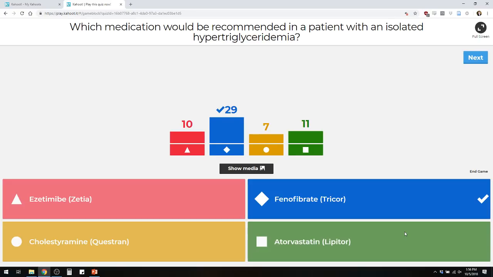Cholestyramine being what kind of drug? Bile acid sequestrant. Which means you're going to bind that stuff up and then you're just going to poop it right out. What does that do for your triglycerides?